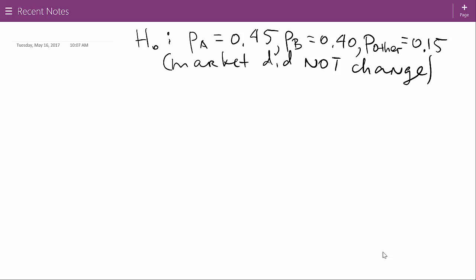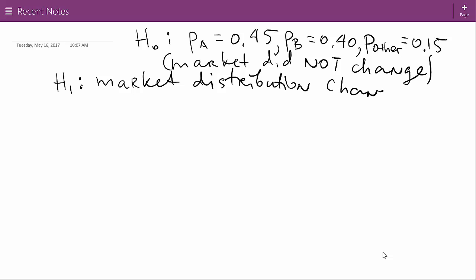Okay, so if my null says market did not change, what should my alternative say? It did change, right? Because alternative is reverse or opposite of null. Okay, so my alternative, I'm going to write it out actually in a couple of ways. Way number one is in plain English. Okay, so market distribution did change. Market distribution changed after marketing campaign. Well, changed is great, but in how many ways can the market change?